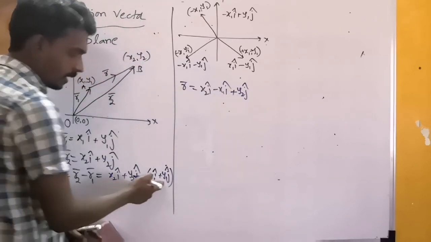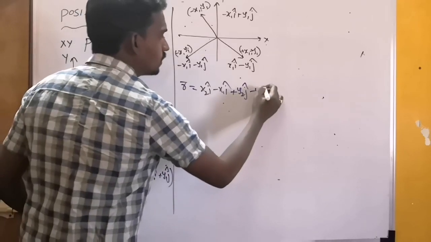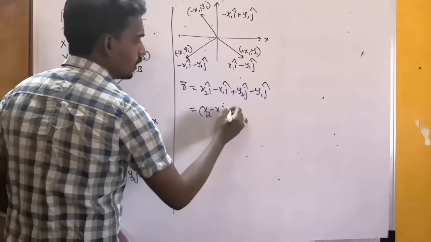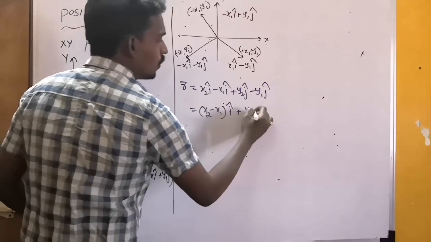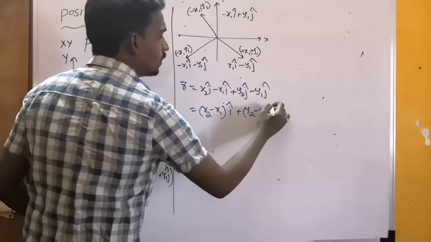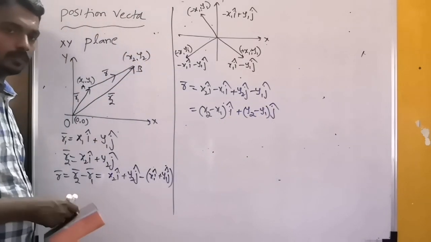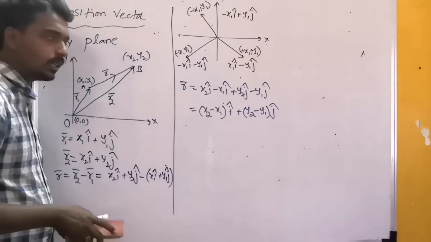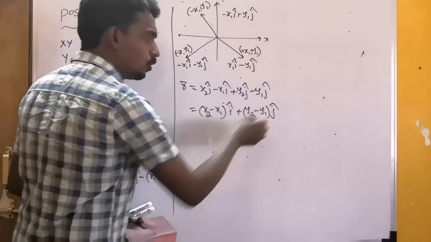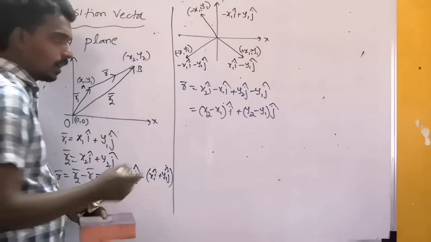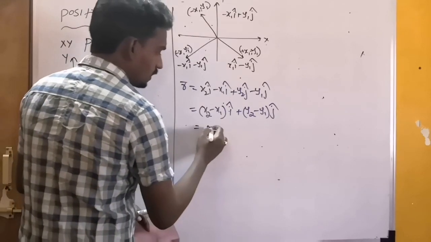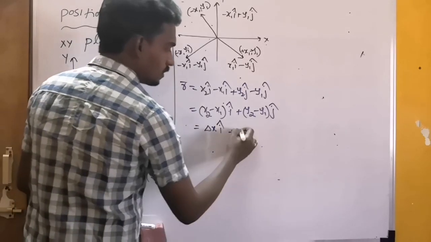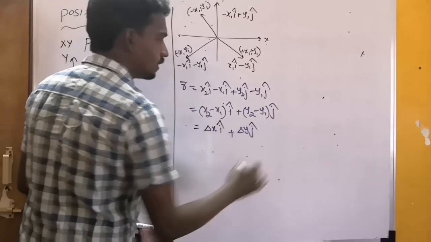Here, minus of plus minus y1 j cap equal to x2 minus x1 i cap plus y2 minus y1 j cap. So what is the displacement vector? x2 minus x1 i cap plus y2 minus y1 j cap. That is change in x coordinate i cap plus change in y coordinate j cap.